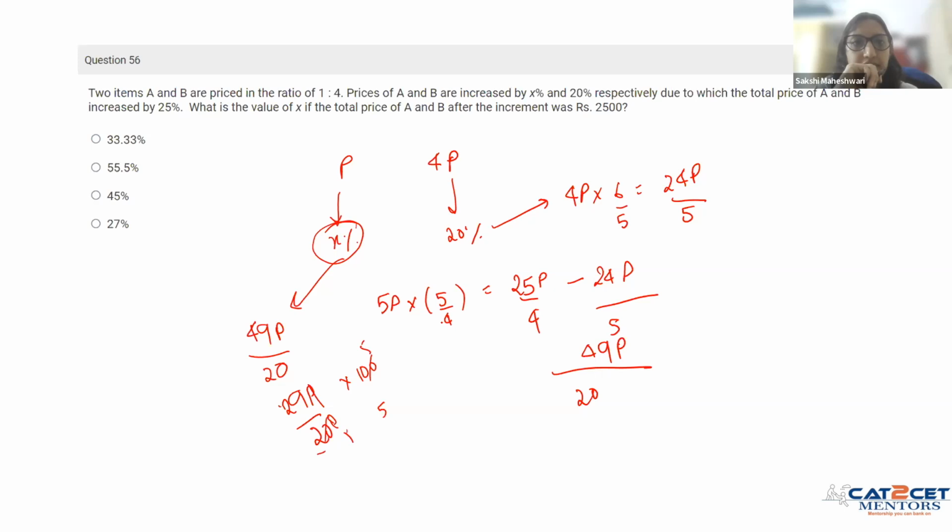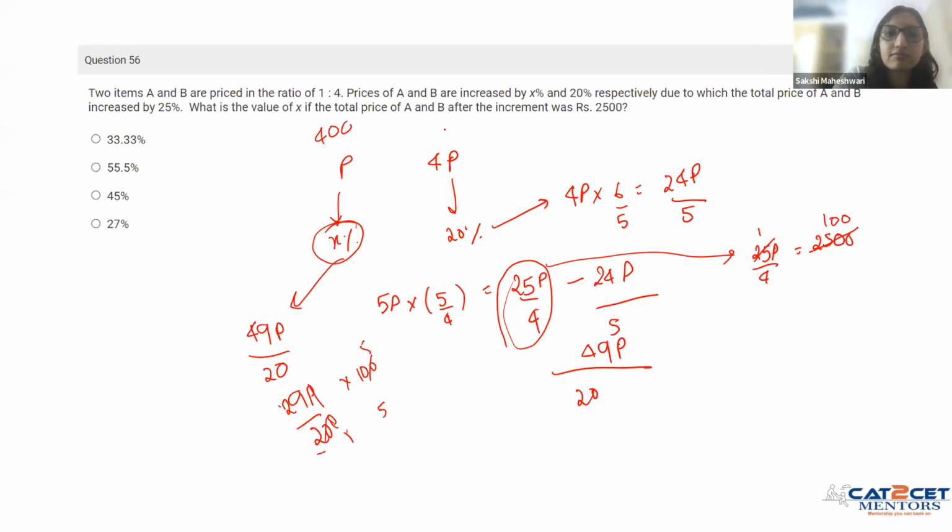After the increment, what is the value of X, if the total price of A and B after the increment was rupees 2500? Okay, so the total price after the increment, which became 25P by 4, was 2500. So this will give me P is 400, right? So this became 1600. With a 20% increase, it will become 1920. And this total 2000 rupees became 2500.